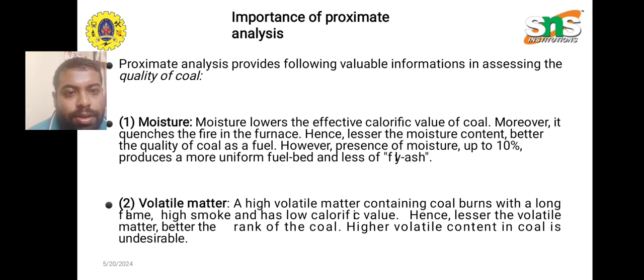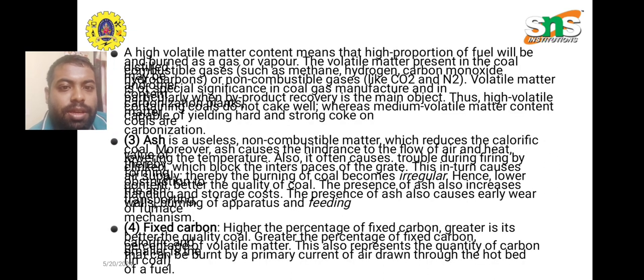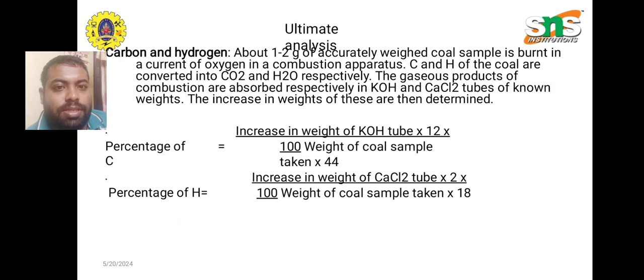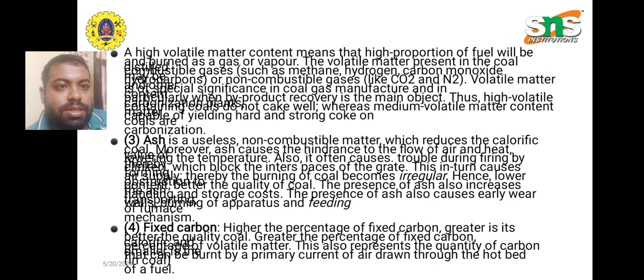Then volatile matter. A coal with higher volatile matter burns with a longer flame, high smoke and a low calorific value. Hence, the lesser the volatile matter, the better the rank of the coal. Higher volatile content in coal is undesirable. Similarly, ash and fixed carbon are also measured. Then the next slide is about ultimate analysis, which we will see in the next class.